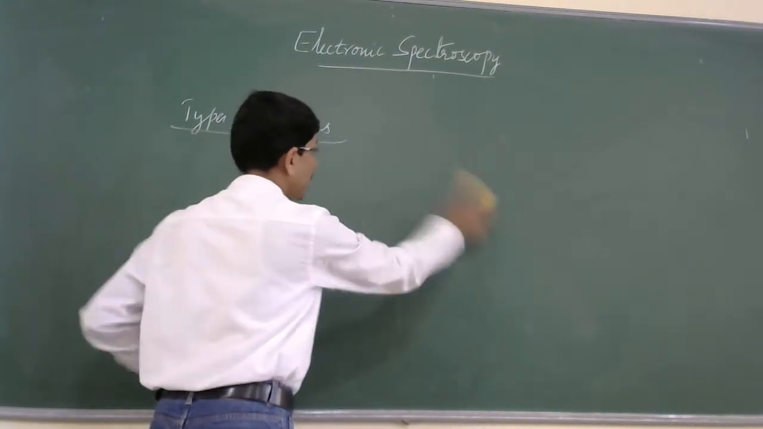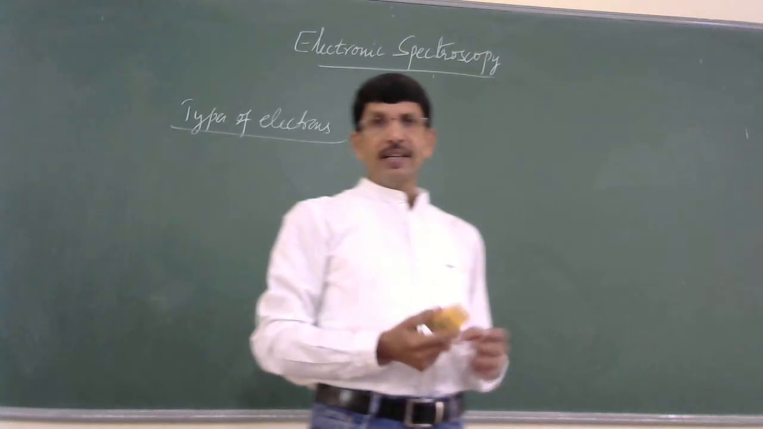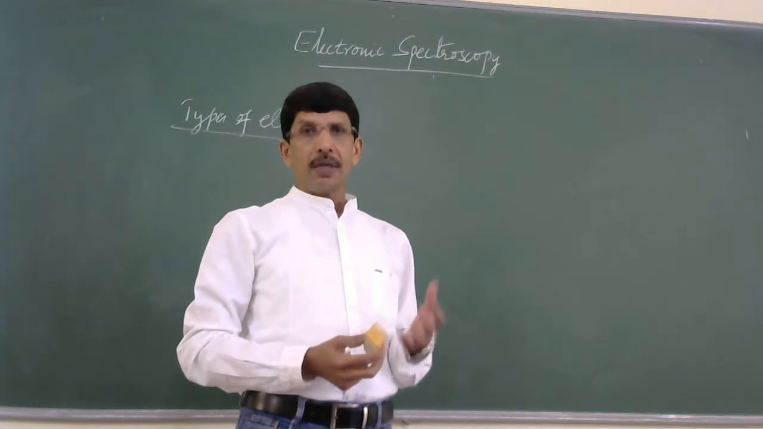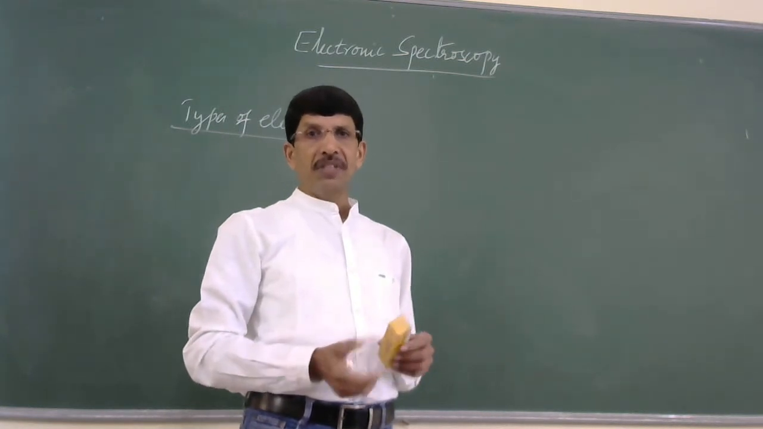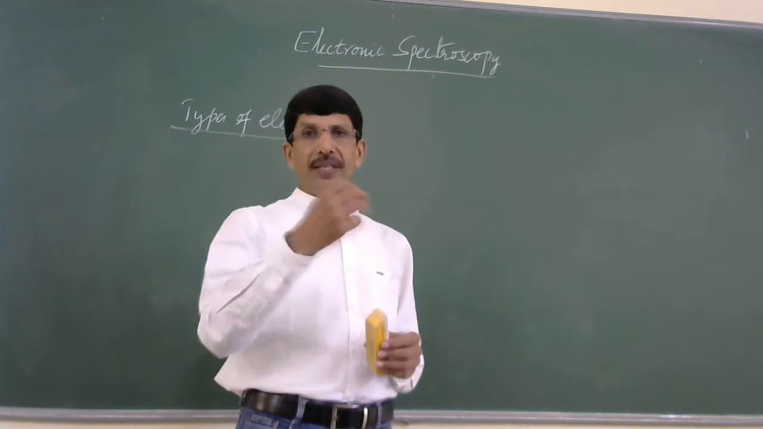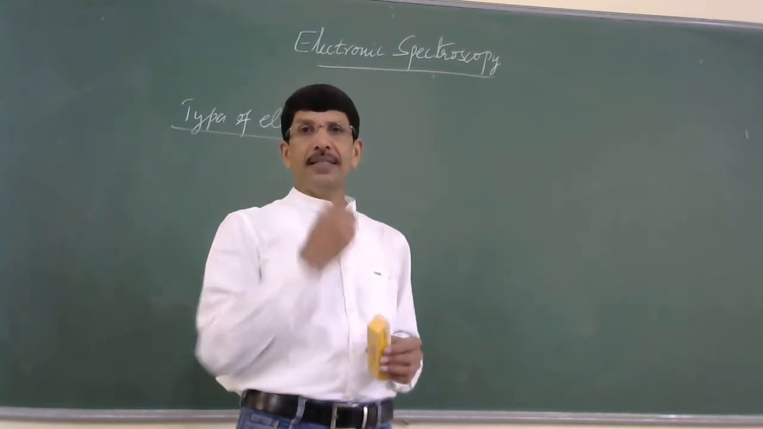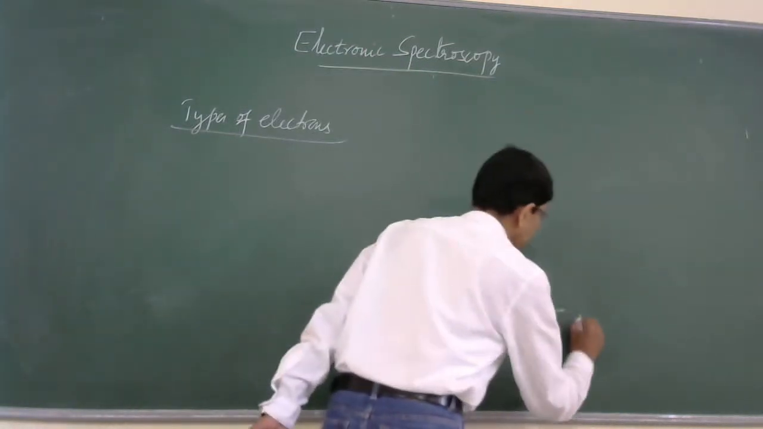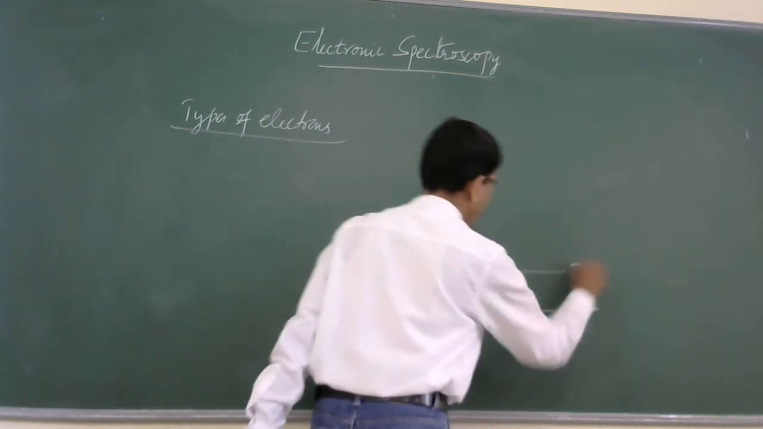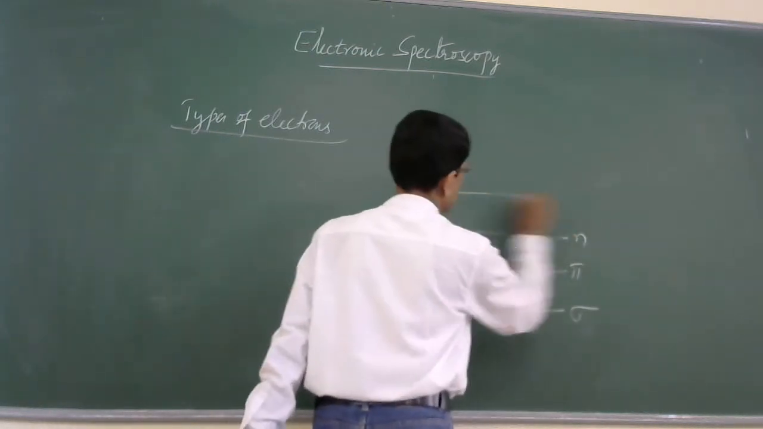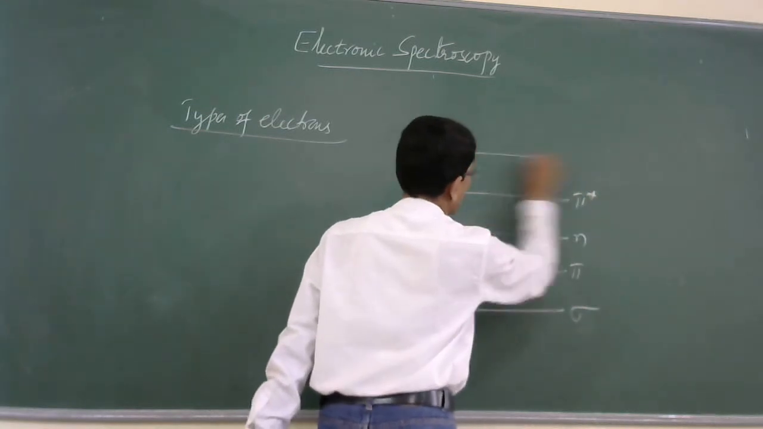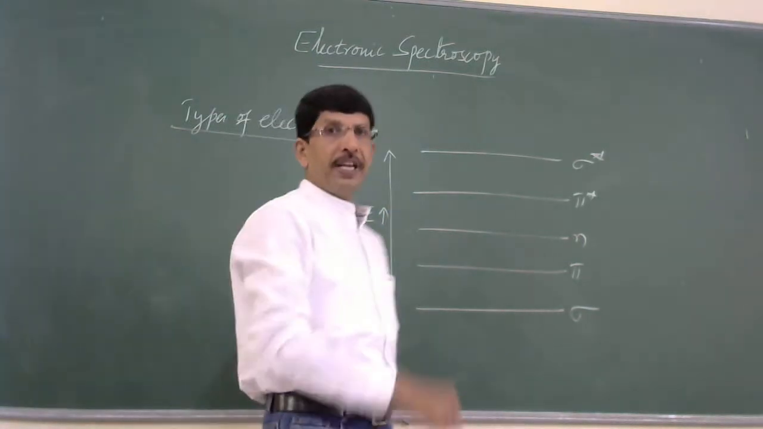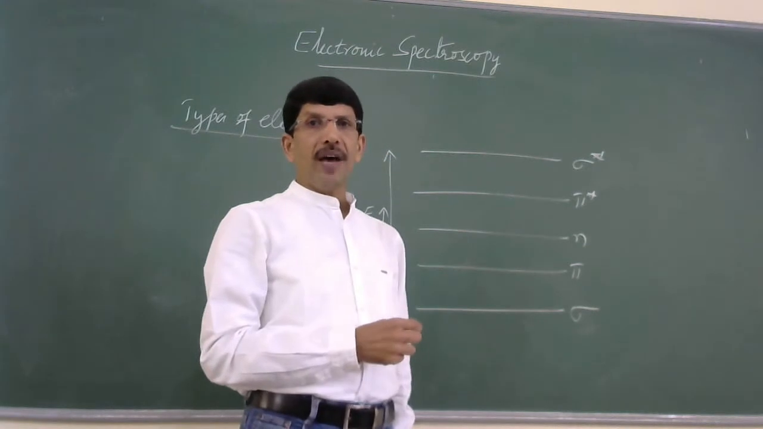So once we have an idea regarding the types of electrons and electronic transitions involved in UV visible spectroscopy, let us see what would be the order of energy of these bonding and anti-bonding molecular orbitals. So this is sigma, pi, n, pi star, and sigma star. This is the order of energy of various bonding and anti-bonding molecular orbitals.